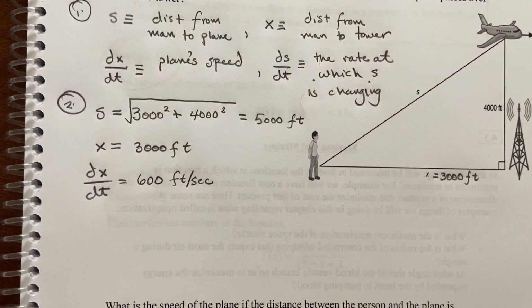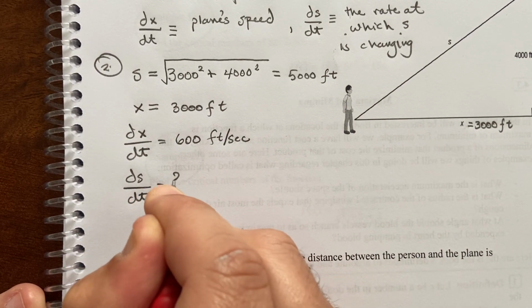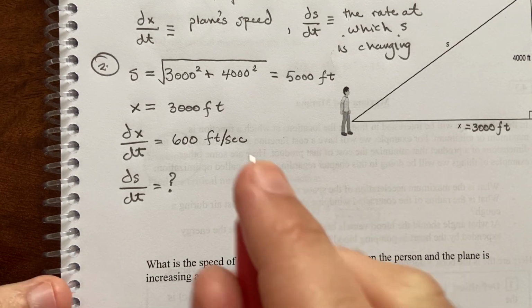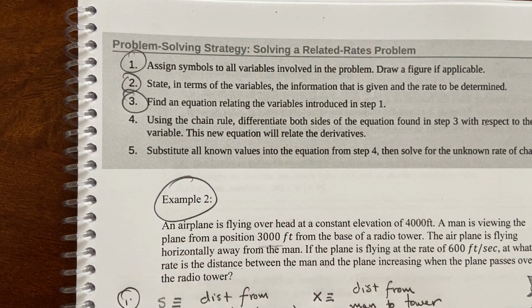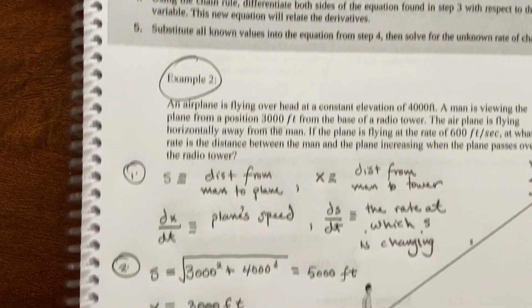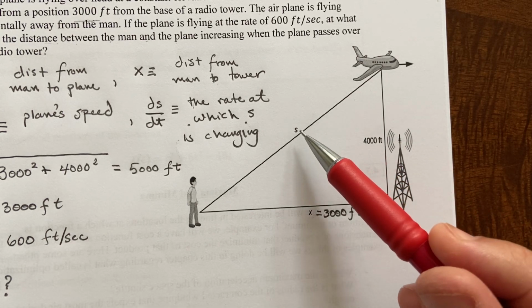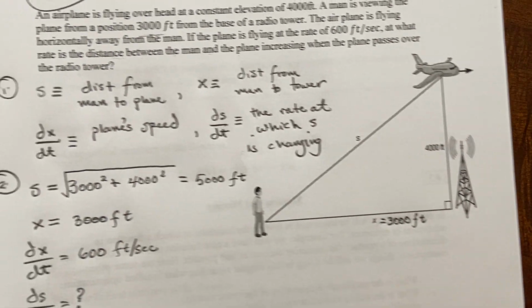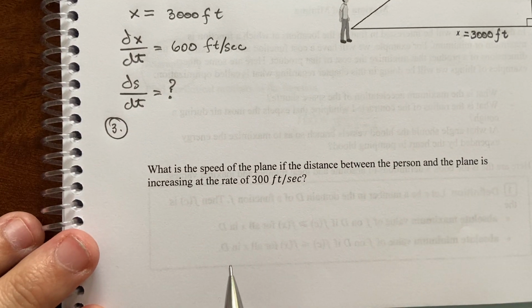Okay, we are looking for ds/dt, as I mentioned before, so I'll just say ds/dt equals what? This is the thing we're looking for. So part 3, find an equation relating the variables that we care about in this situation. So basically we have a right triangle, and what we're concerned about is the rate of change of one of the sides of that right triangle. So just like I used the Pythagorean theorem here, that really is the governing equation.